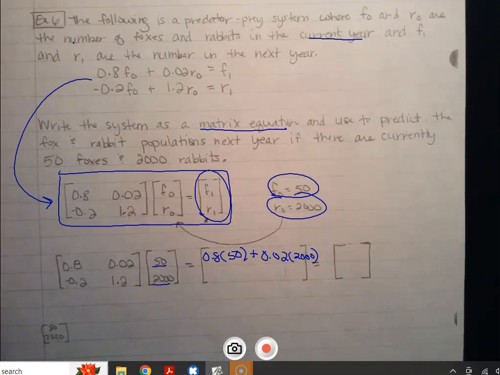All right. So then for the next one, we're going to have negative 0.2 times 50 plus 1.2 times 2,000. So we might need a calculator.